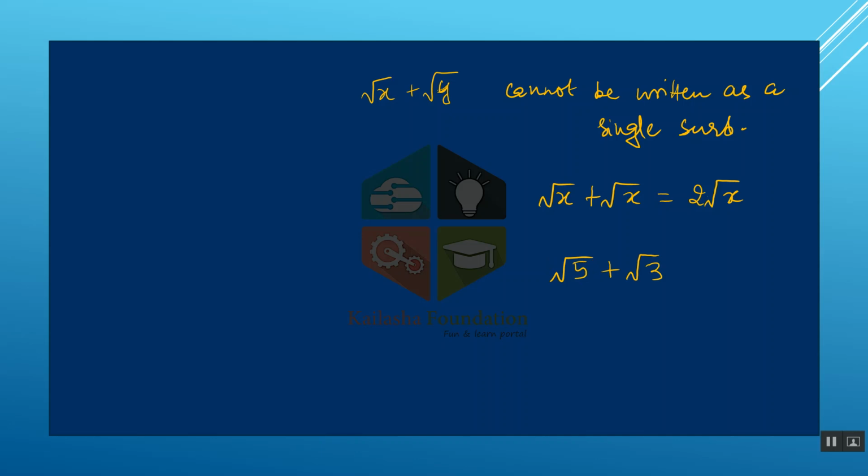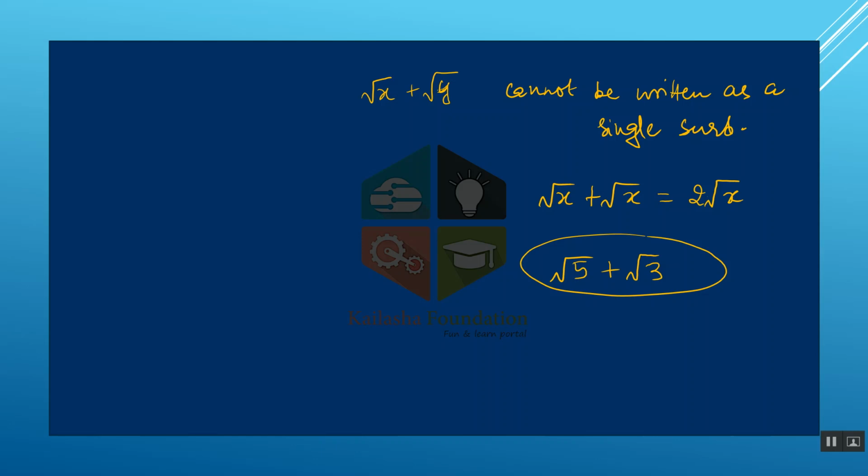A few students make silly mistakes, that they don't know the basics, and they simply write root 5 plus root 3 is equal to root 8. But that is wrong. You cannot do anything when you are given two different surds and there is an addition or subtraction operator between them, then you have to keep that like that only. You can't do anything with that.